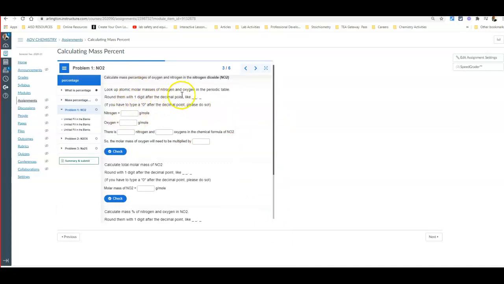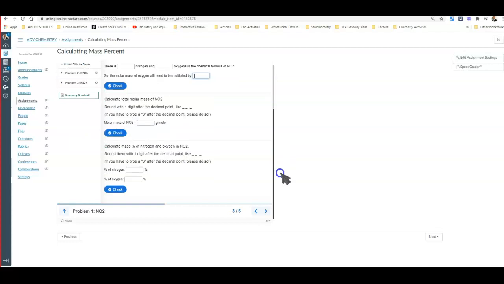Now let's look at this here. The same steps, you could say NO2. So you're just doing it step by step. Enter the mass of nitrogen, the mass of oxygen. Remember, times 2, you have to multiply by 2. So here, the molar mass of oxygen needs to be multiplied by 2 because you have 2 oxygen there. And that's what you use in your equation.